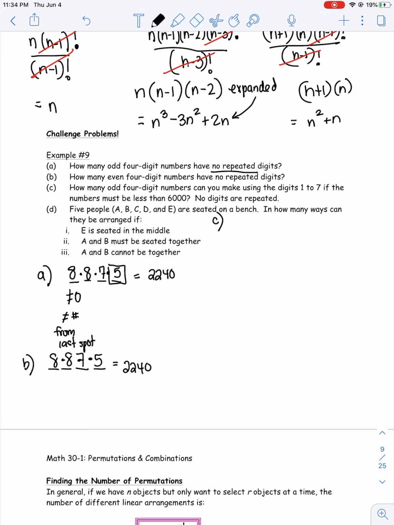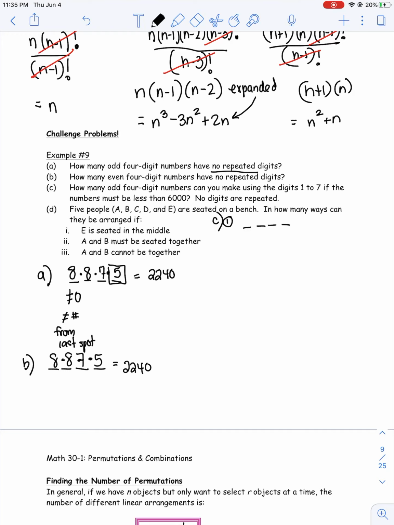And then we have C. How many odd 4-digit numbers can you make using the digits 1 to 7 if the number must be less than 6,000? So for C, it is kind of complicated because we have to do something called cases. We have to look at cases where, what if we use different digits as our last number, which could make it odd. So we're going to do some cases.